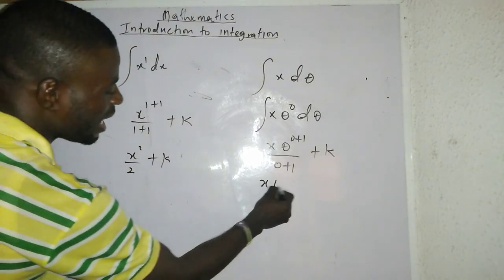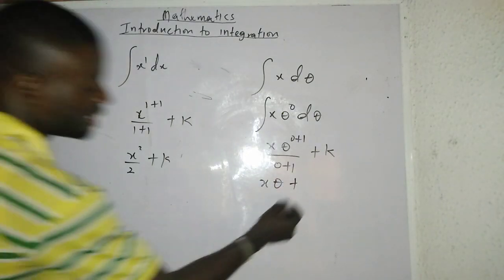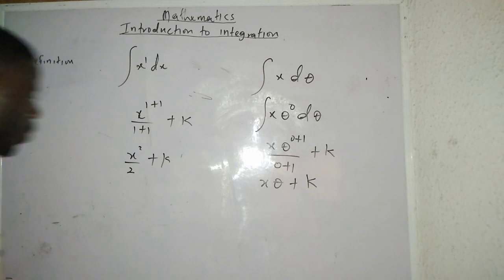While this one, I'll be sec theta divided by 1, which is an identity. I have this. Now, can you see the difference between them? That is how this integration works.